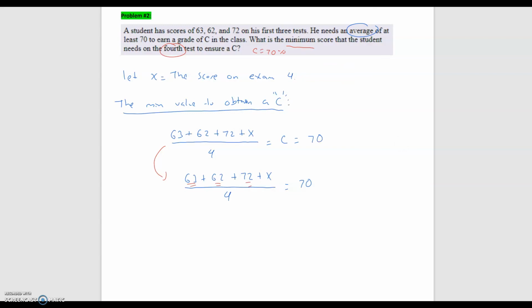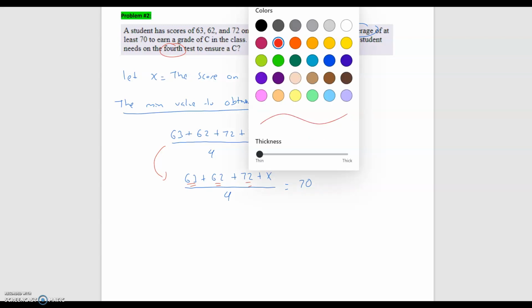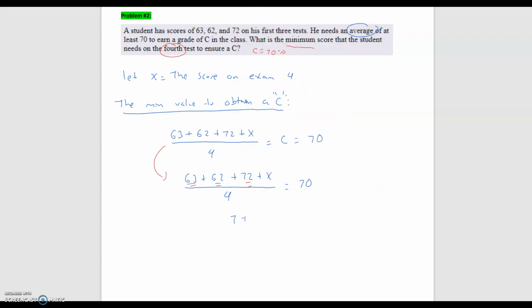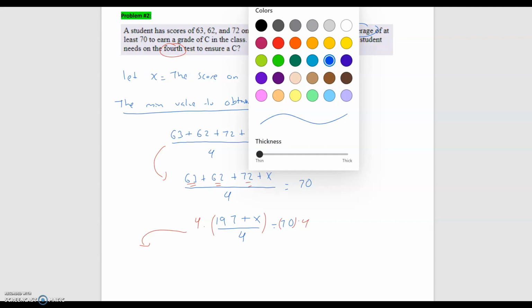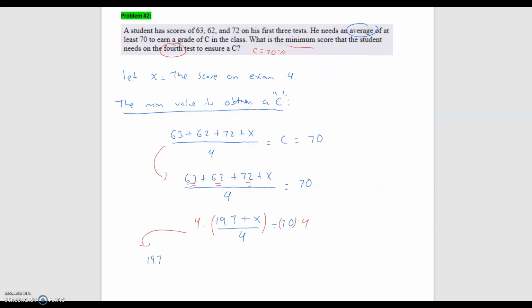And I'm getting, that would be 3 and 4, that's a 7. So 7 plus x, and then the second unit, it's gonna be 12. I'm getting 197 plus x divided by 4 is equal to 70. And then at this point, to solve it, we could start by multiplying by 4. And this will cancel the actual fraction. So we're looking at 197 plus x is equal to, that's a 0.